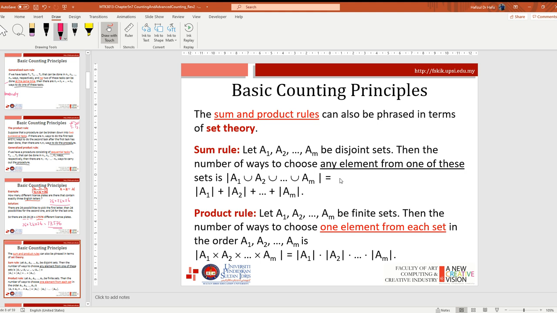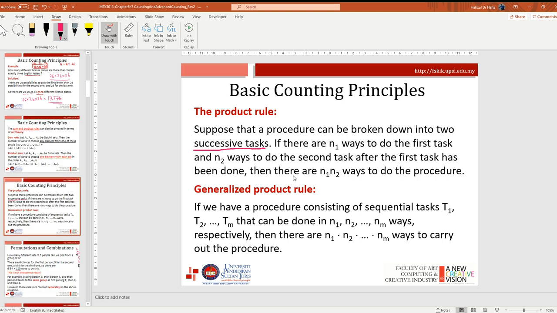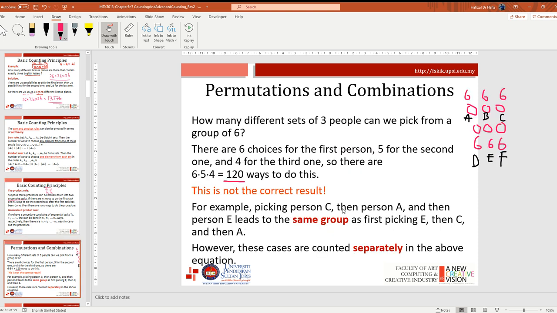Okay, union. If we consider two tasks A and B which are disjoint, then mathematically we can have A union B is equal to A plus B. This is broken down into two successive tasks. This one I have explained, T1. Okay, T2. T2 is done after T1, successive.